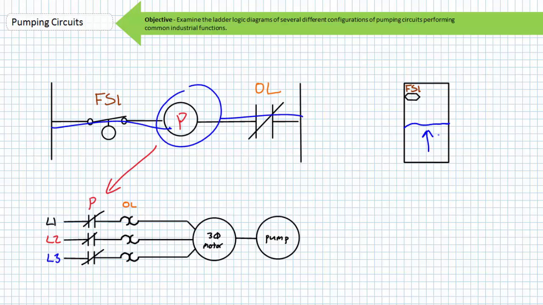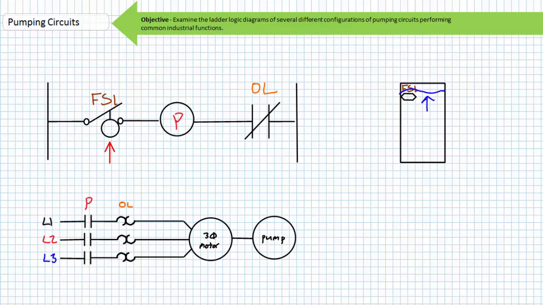Fluid begins filling the tank. After a period of time, the tank will be pumped full enough such that the float switch will be actuated into its open position. The now open float switch de-energizes the P contactor coil, the primary P contacts open, and the motor-driven pump free spins to a halt.